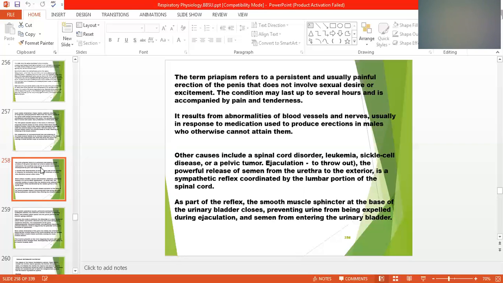It closes, preventing urine from being expelled during ejaculation and semen from entering the urinary bladder. So semen or sperms will not go into the urinary bladder, and urine cannot come into the urethra.